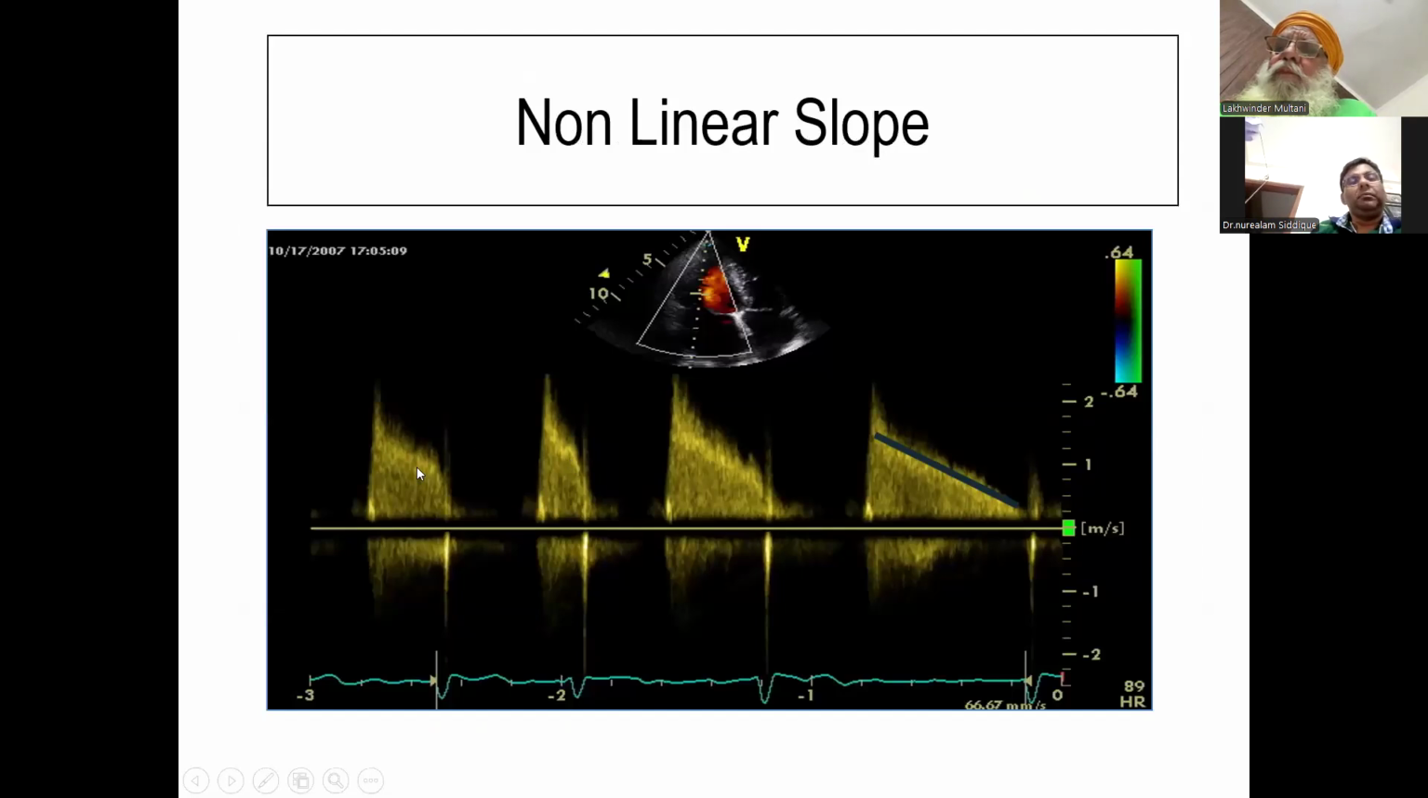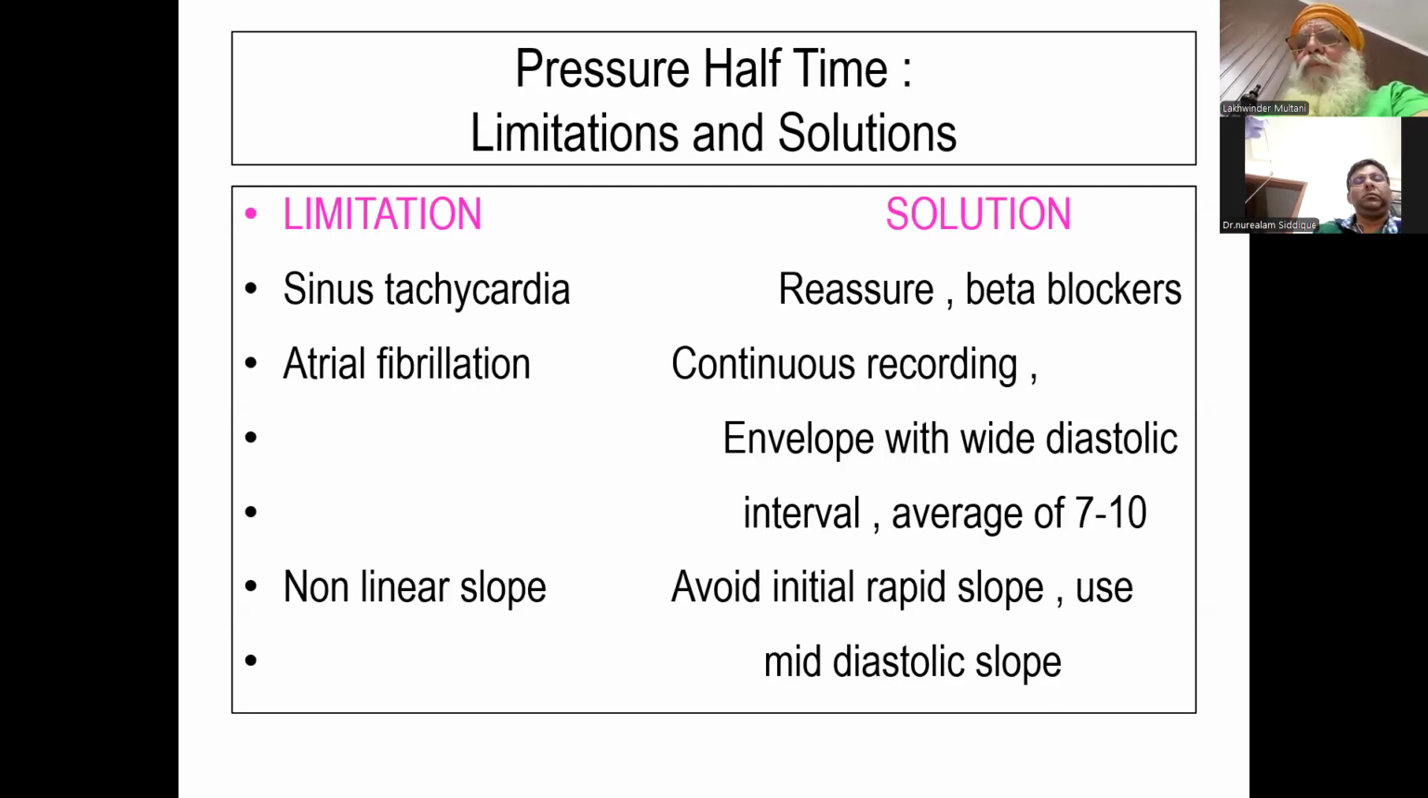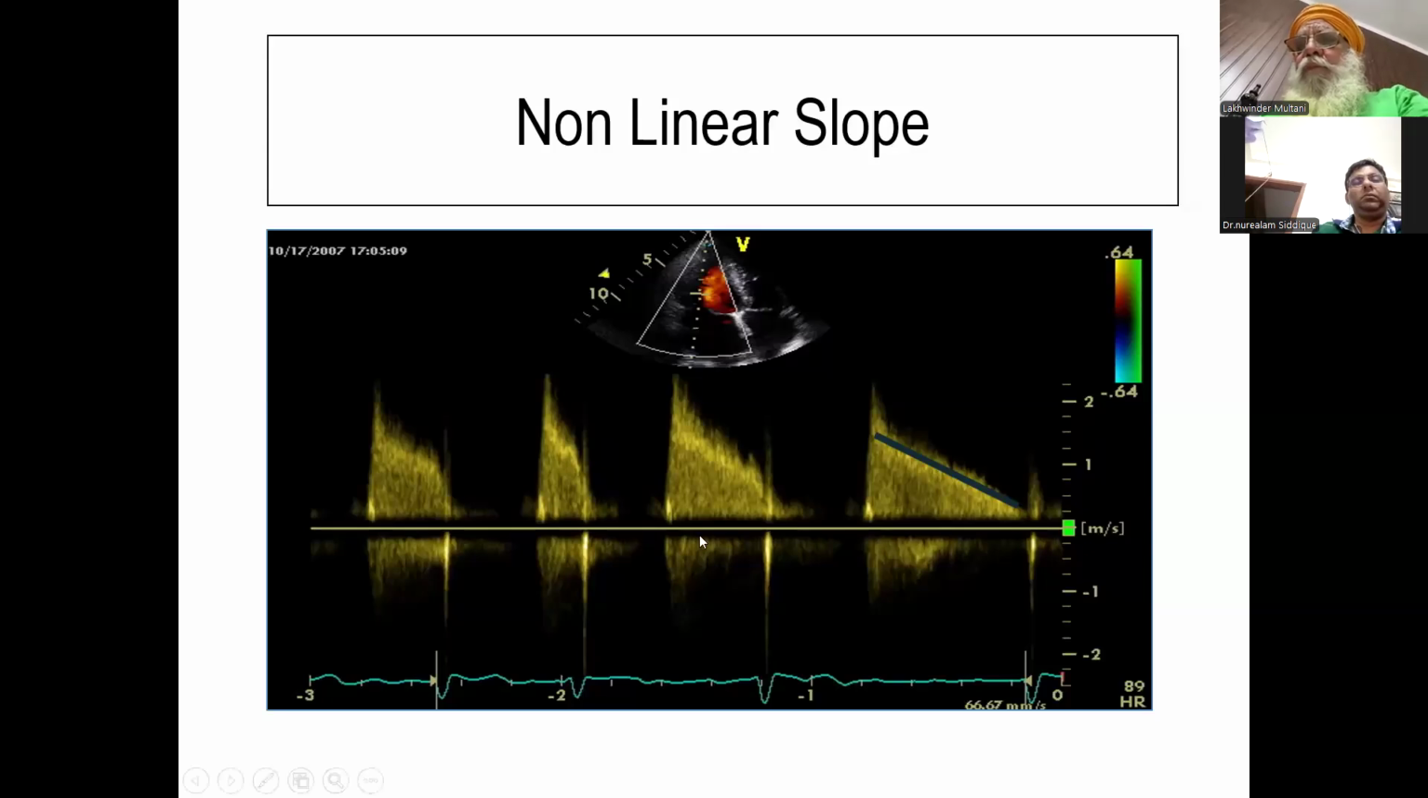So I'll not take this beat. I'll not take this one. I'll see this beat, hold, and click a pressure half time. I'll do it multiple times to get an average. Suppose this pressure half time is 220, next is 218, third is 230. I'll add all values and divide by the number of values taken. And third is non-linear slope. Something like this is a non-linear slope. We have a tall beaking kind of pattern. We forget about this beaking and take a line from here, drop to the base, and see how much time it takes to get to pressure half time.